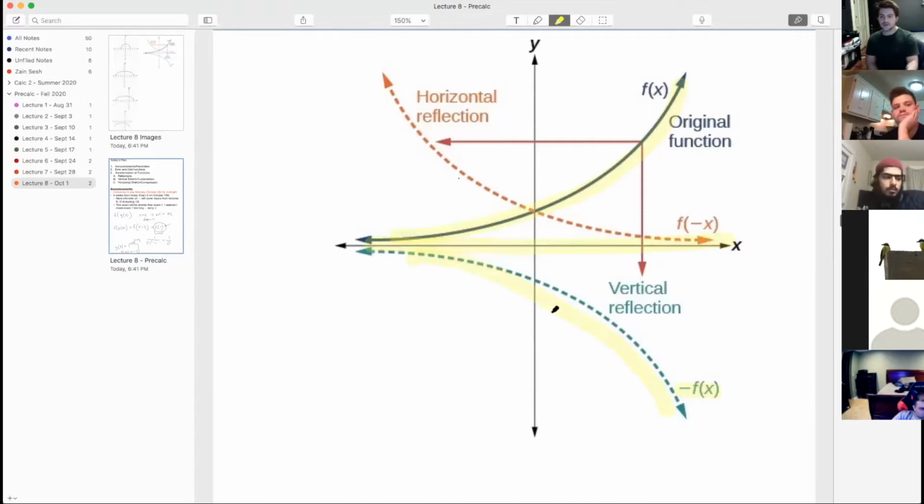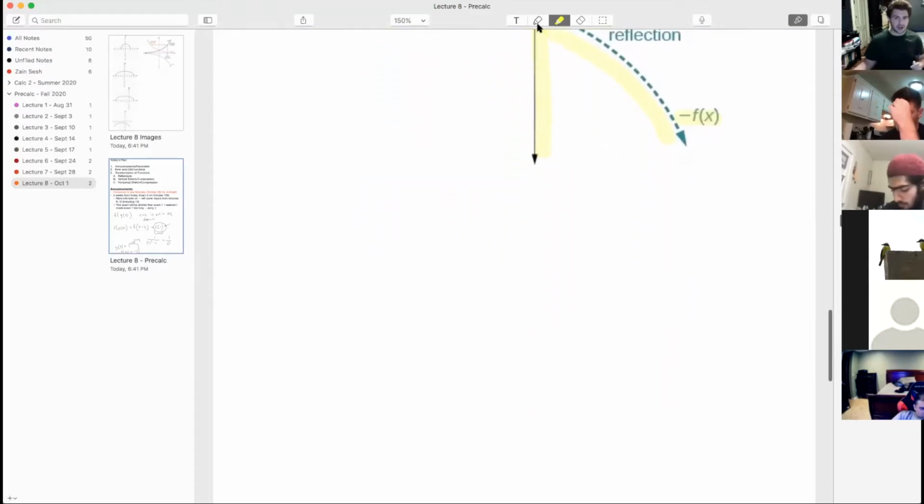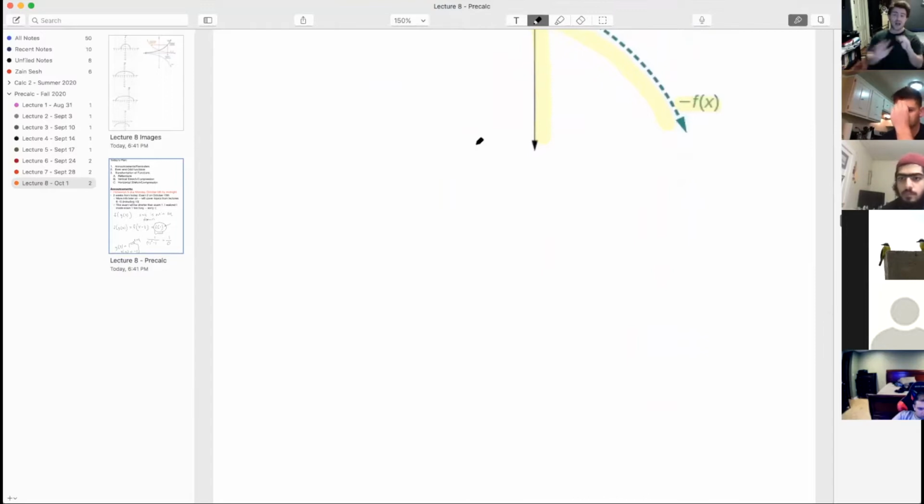And also f(-x), as I wrote before, reflects the graph over the y-axis. So we just took this guy and flipped it over, reflected it over the y-axis, and we got this. So that's what it looks like geometrically. That's the picture. And how about algebraically? What do you do algebraically to get this?